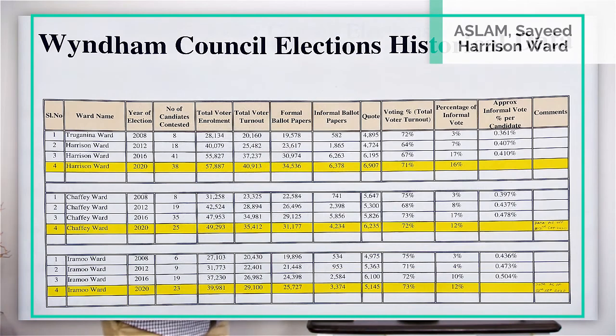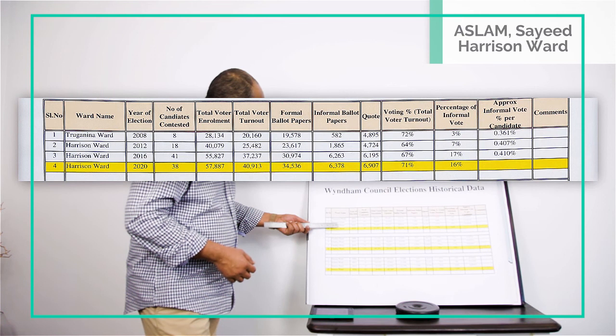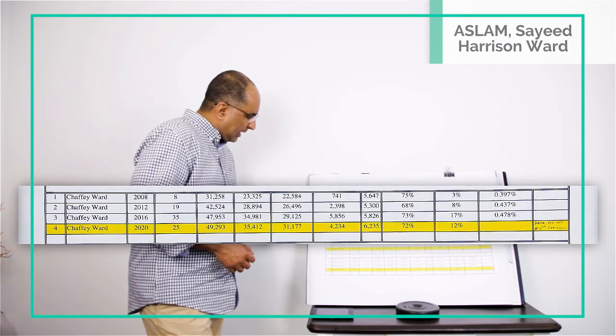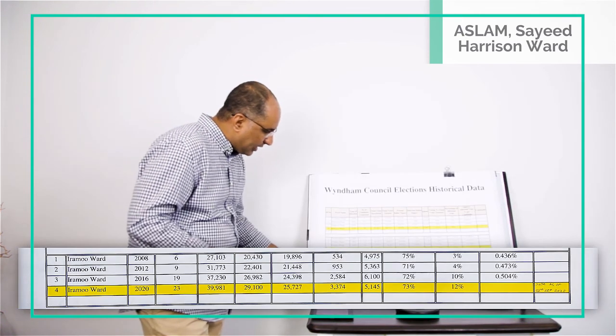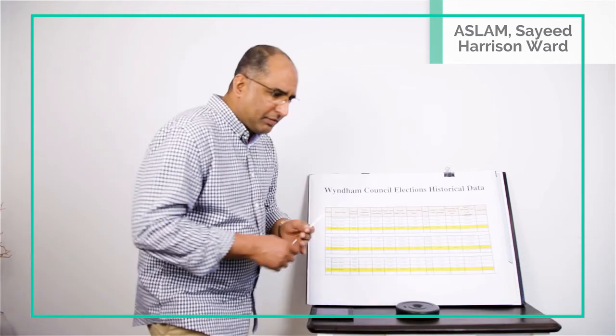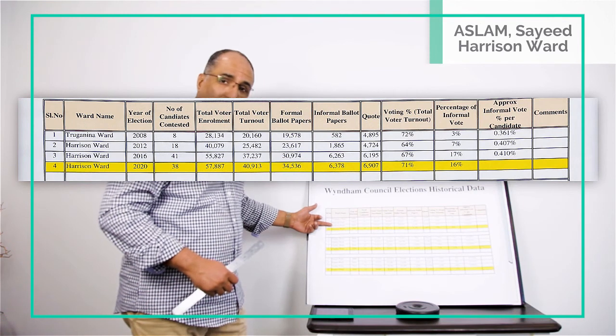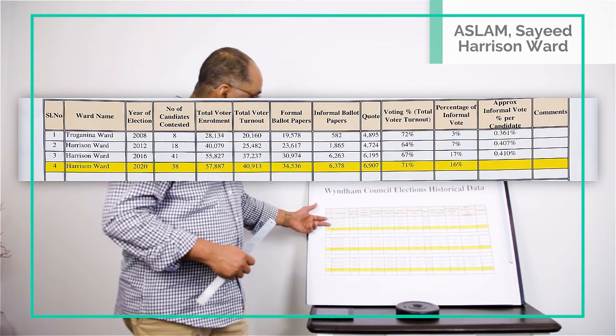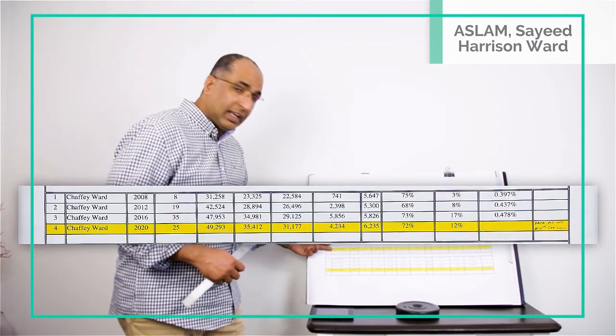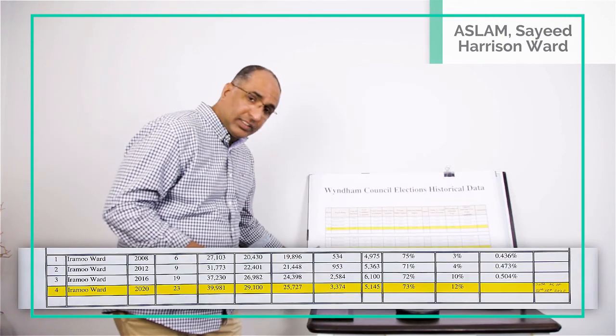If you look at it, these are the 3 different wards available in Wyndham Council. Previously Harrison Ward was known as Truganina Ward, and we had Sheffy and Iramo. In total, Wyndham Council has 11 councillors. Truganina, or Harrison Ward as it is currently known, elects 4 councillors. Sheffy elects 4 and Iramo elects 3.